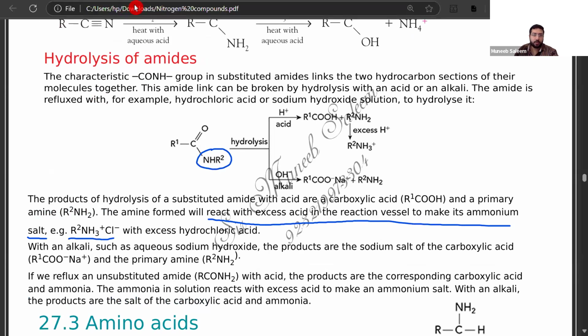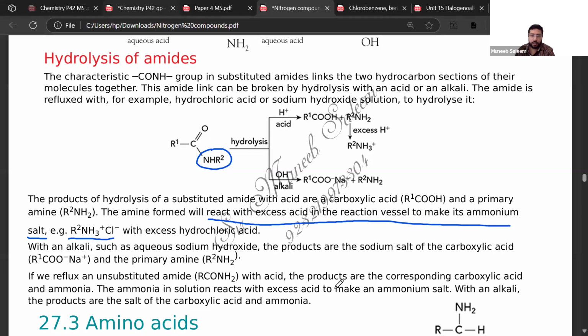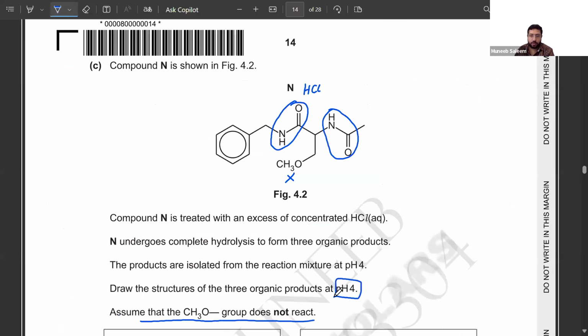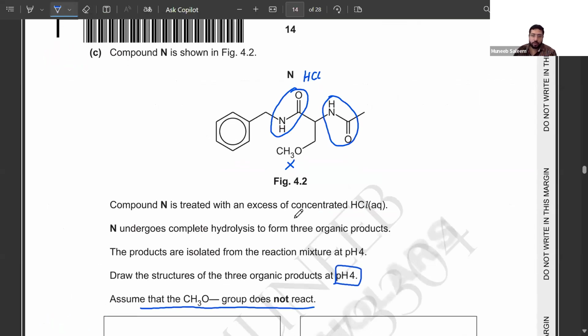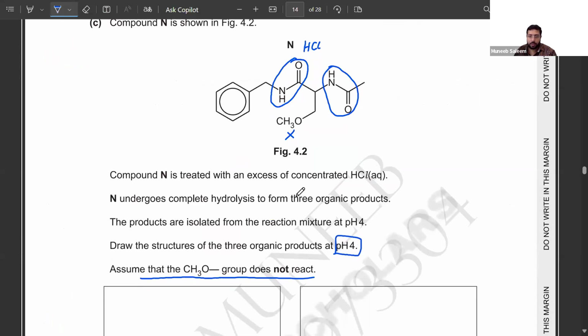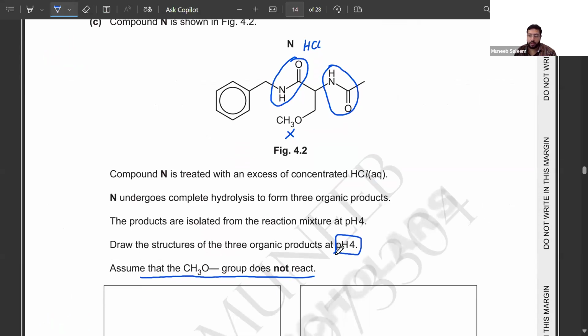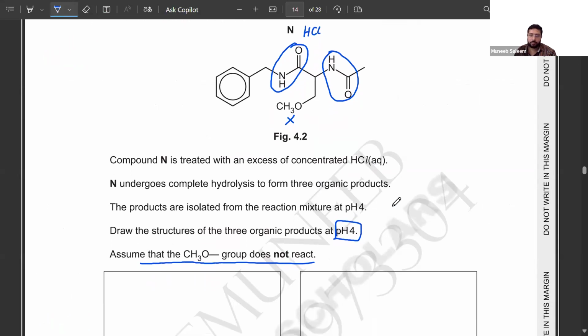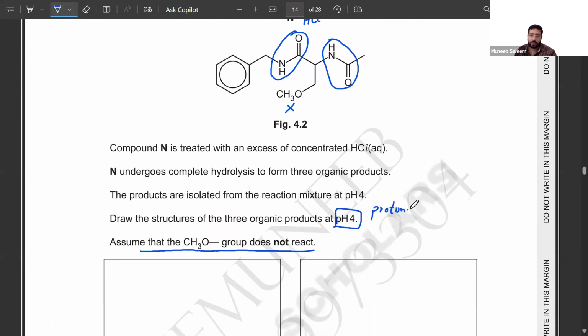Now we apply this concept in our question, and we have to discuss the product at pH 4, which is the acidic media. So formation of salt will not be there. Instead, there will be the formation of the protonated amine. So we'll discuss the protonated amine here because there will be an excess of the hydrogen ions in the acidic media. The protonated amines will be shown in the structure.